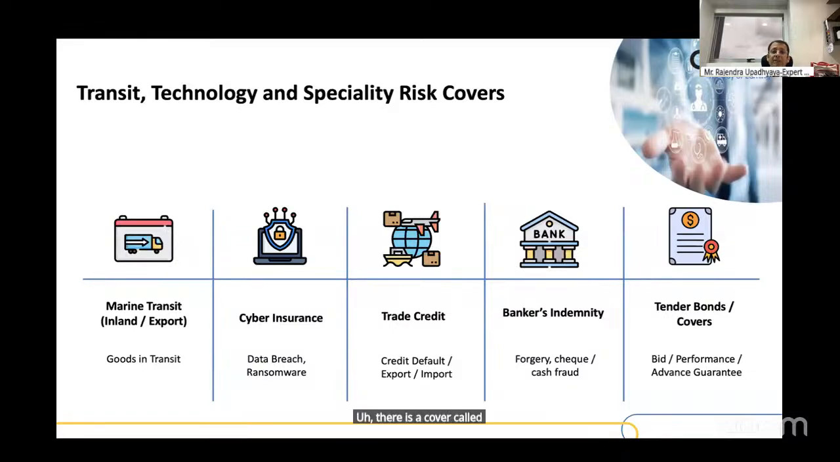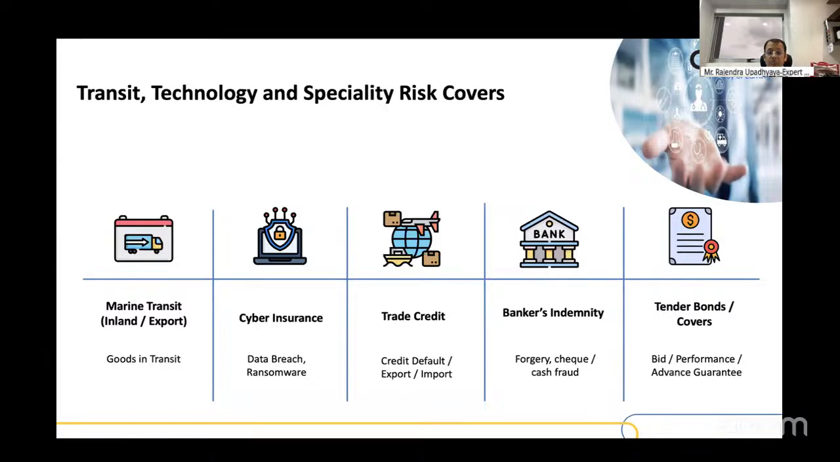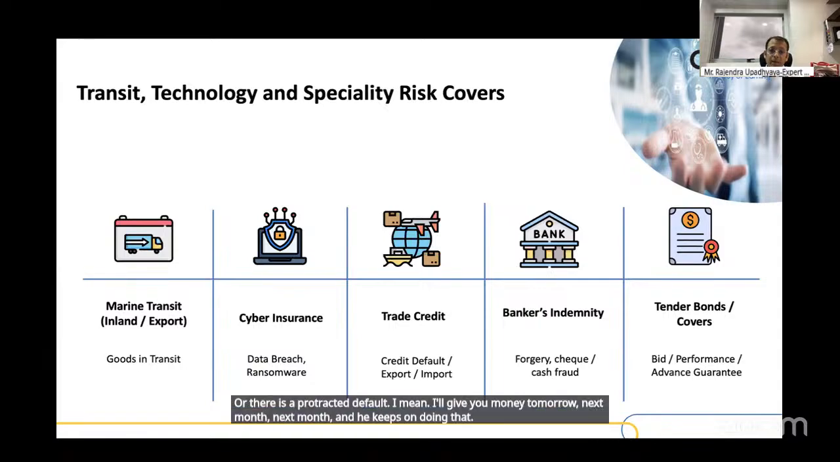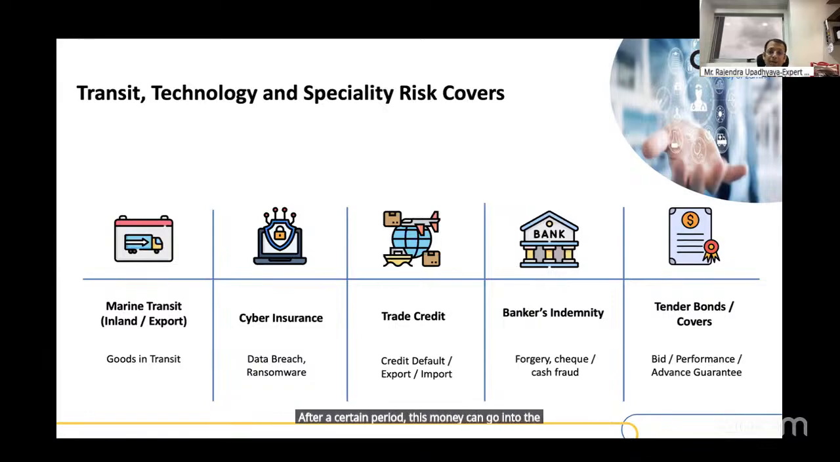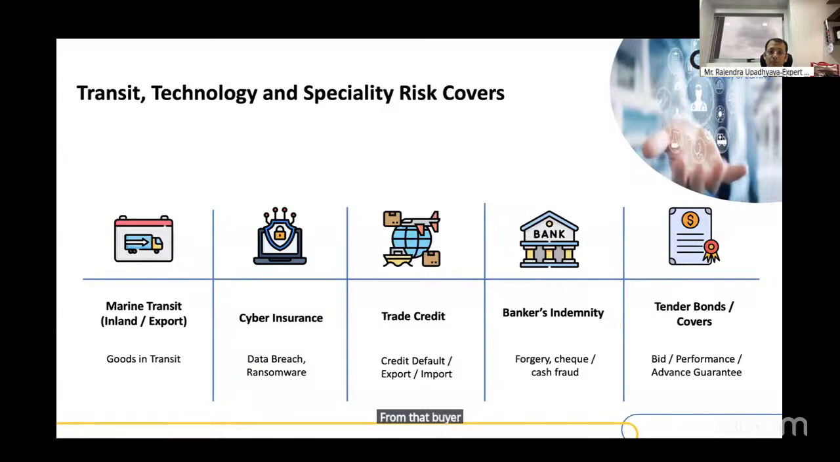There is a cover called trade credit. It's one of the very interesting covers. It is a credit default insurance. Very, very less understood, less known in the market, but comes very handy because a lot of companies simply go bust because one or two buyers at times default on the payments. And this trade credit policy covers any trade default because of a buyer going bankrupt, or there is a protracted default. I mean, the buyer says I'll give you money tomorrow, next month, and keeps on doing that. After a certain period, this money can go into a claim itself. You can claim this money from the insurance company, and the insurance company will take the rights of recovery from that buyer on its own, and there are specialist teams who do that.